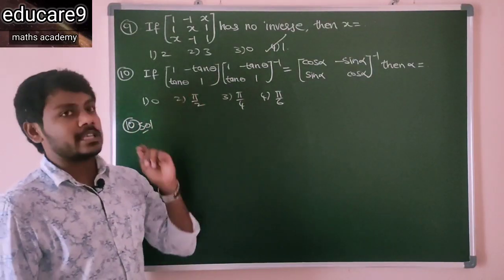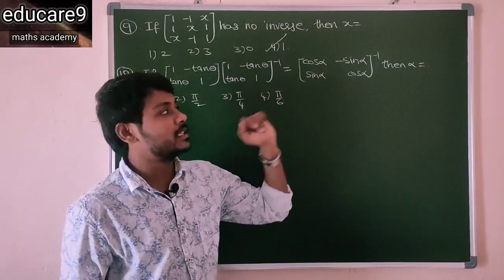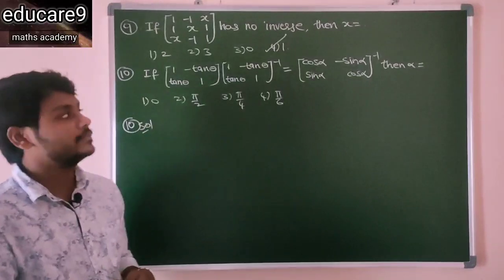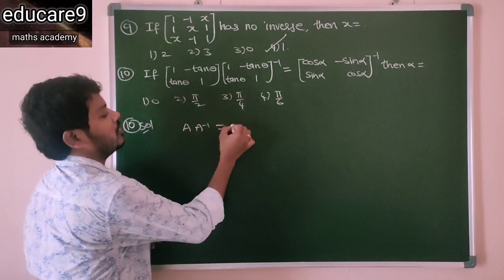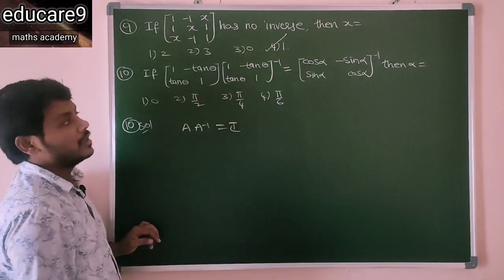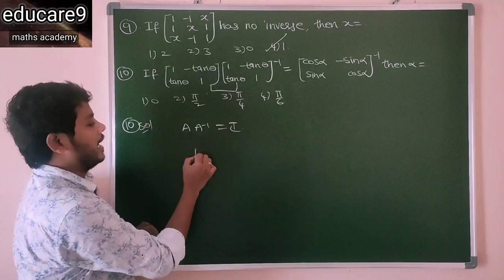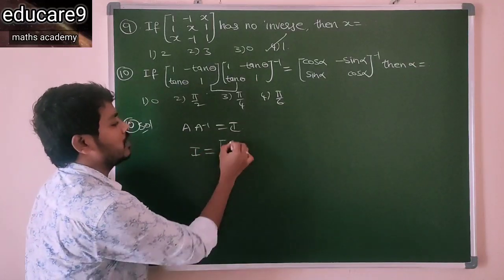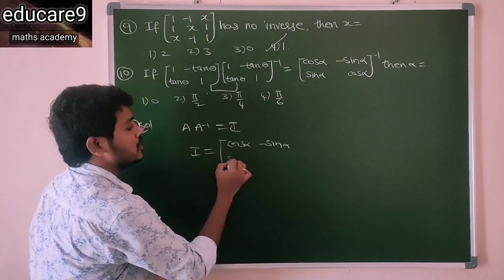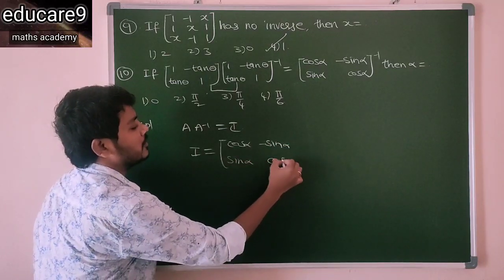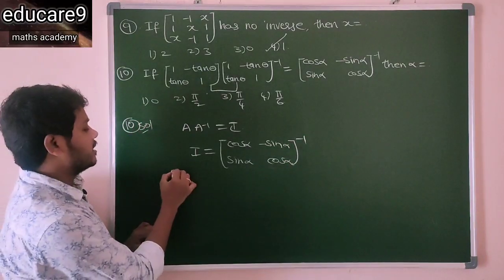Suppose this is matrix A. So A into A inverse is equal to inverse of this matrix. Then find alpha value. So you know that A into A inverse is equal to identity matrix. Therefore, product of these two is what? Identity matrix is equal to what? [Cos alpha, minus sin alpha; sin alpha, cos alpha], whole inverse. So identity matrix is what?